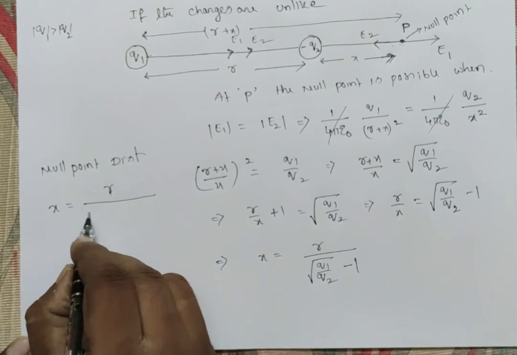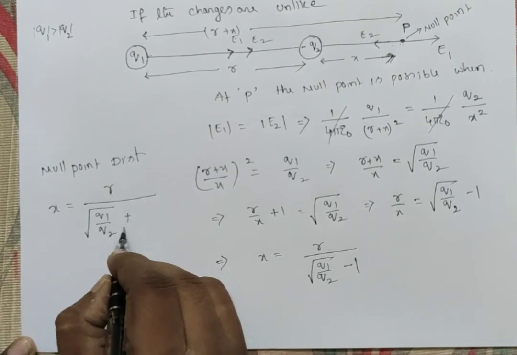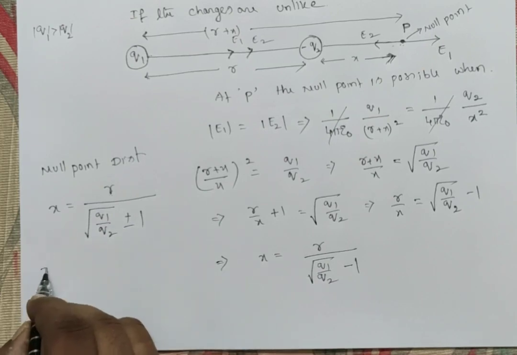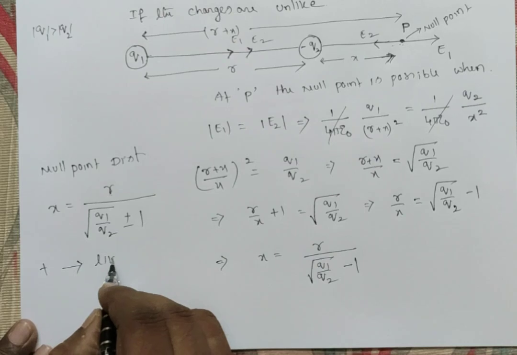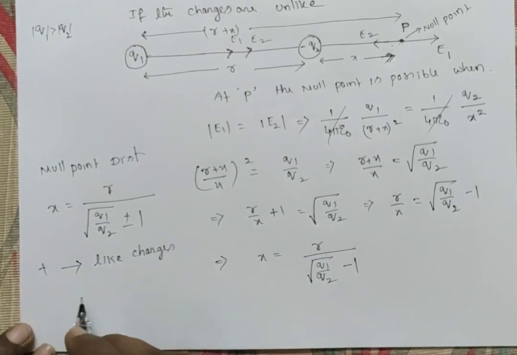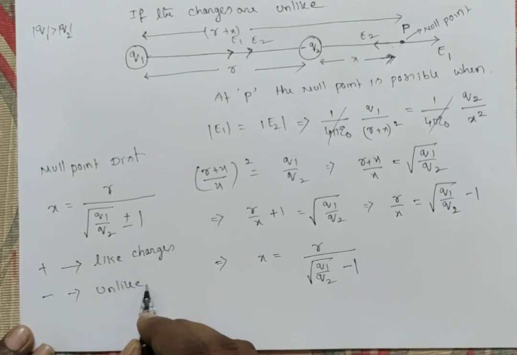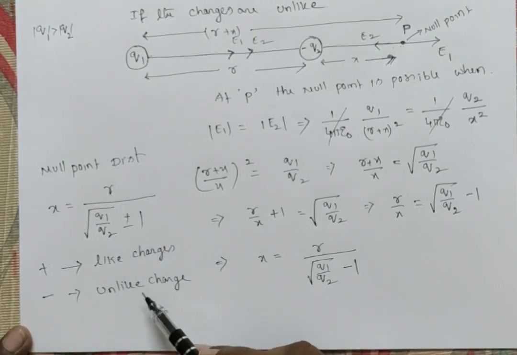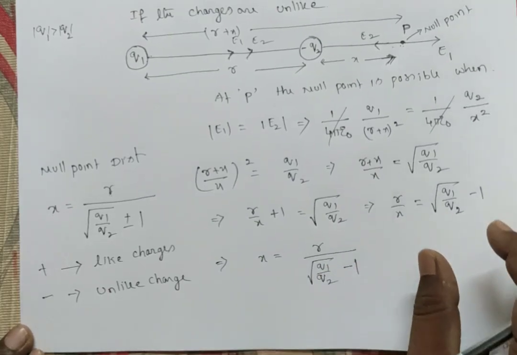where the numerator is the total distance between the charges, by root over q1 by q2 plus or minus 1. I will write here, plus 1 indicates like charges, and minus indicates unlike charges. So plus you have to take when charges are like, minus you have to take when charges are unlike. This is the thing about the null point.